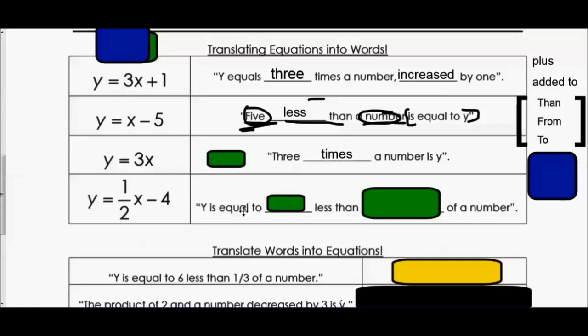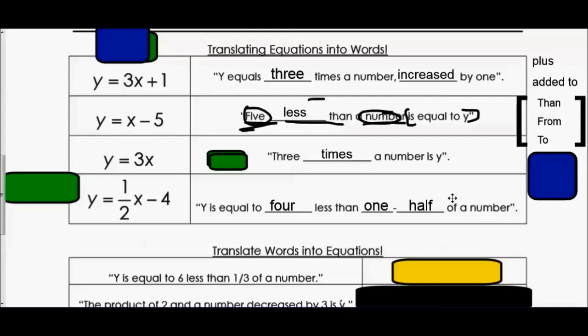Next one says y is equal to blank less than. This is 4 less than. I see that word then, so I know they're going to be flipping. The 4 less than is going to come after this first term. It's 4 taken away from some first term, and that's 1/2 of a number. If you ever see this phrase of with a fraction, that means multiplication. It's 1/2 of this number. You can see 1/3 of some number, it's 1/3 times that number.